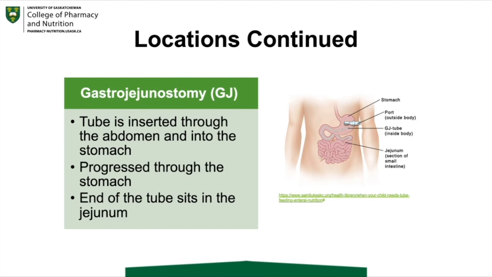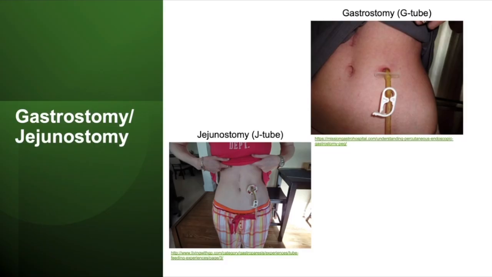On the other hand, we have the GJ tube that is inserted directly into the stomach, but then is progressed through the stomach and sits in the jejunum. Here are some photos of individuals with a gastrostomy and jejunostomy tube, which are commonly known as G tubes and J tubes. These types of tubes are typically used for longer periods of time.